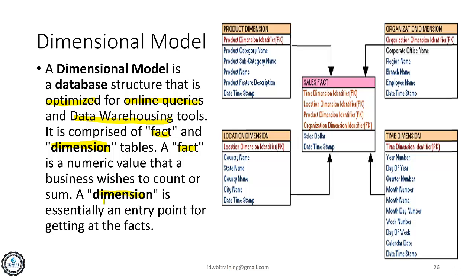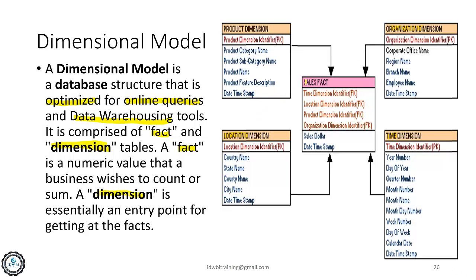A good example for dimensions, if you look at it here, is location, product, organization, and time dimension, right? These dimension tables store records related to that particular dimension and nothing related to the numbers or the facts or the measures, right? For example, we have taken a product dimension table. This will store the information only about the product data, like the product category name, subcategory name, product name, feature description, date, time, timestamp, right? If you look at the other dimensions, it is the same case.